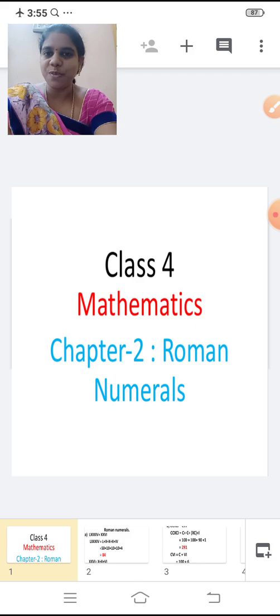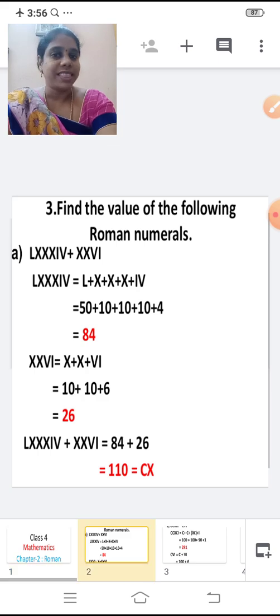Last class, in chapter number 2, we saw the conversion of Roman numerals to Indo-Arabic numerals and Indo-Arabic numerals to Roman numerals. Till that you're clear? So today we are going to see the addition and subtraction of the Roman numerals. Are you all ready? Yes.